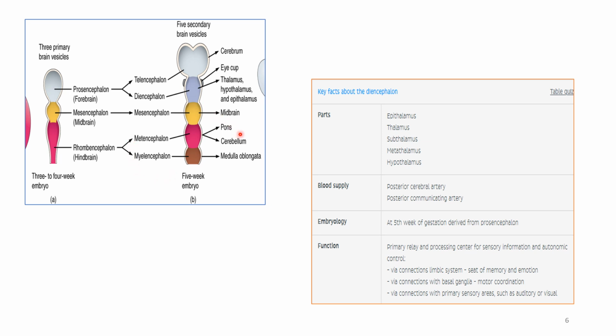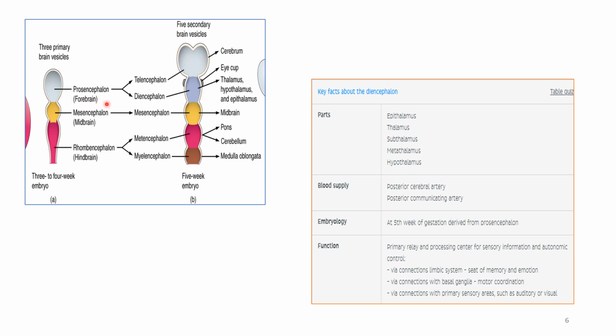See here, this is the prosencephalon or forebrain, which is divided into the telencephalon, from which the cerebrum will be developed, and the diencephalon, from which the thalamus, hypothalamus and epithalamus will be developed. There are three primary brain vesicles which develop into five secondary brain vesicles. In a 3 to 4 week embryo we have 3 primary brain vesicles, and in a 5-week embryo we have 5 secondary brain vesicles.